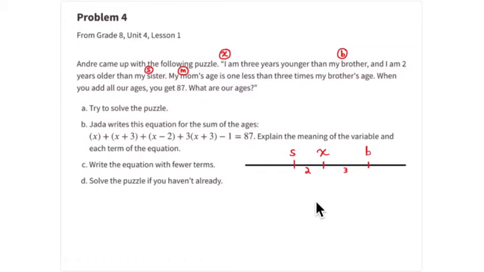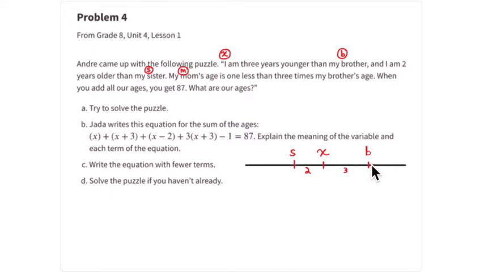So when I look at these problems, I immediately go to a number line because I will get confused if I don't use a number line. So we're going to call Andre's age x. I am 3 years younger than my brother. And we're going to call the brother B, because down here we're going to turn everything into x's, and that's going to be Andre's age in the end. So Andre's age is going to be x. He's 3 years younger than his brother B. So his brother is 3 years older than Andre.